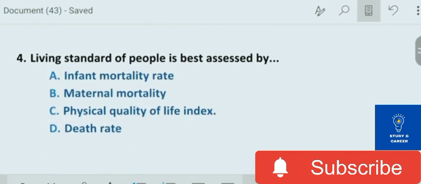Next, fourth, living standard of people is best assessed by A. infant mortality rate, B. maternal mortality rate, C. physical quality of life index, D. death rate.